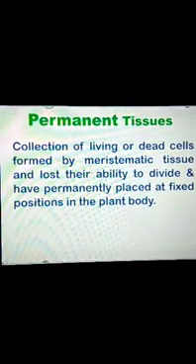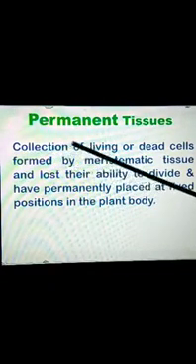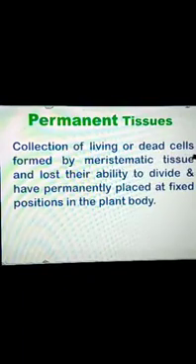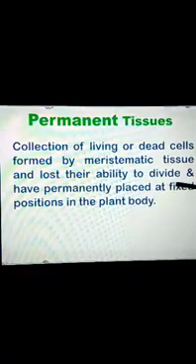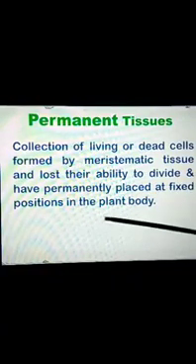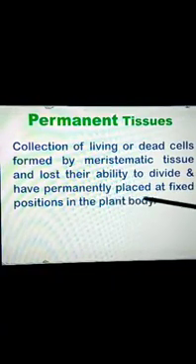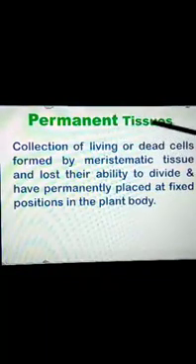You can note down the definition as a collection of living or dead cells. This is the important thing, it means the cells may be living or may be dead also. The collection of living or dead cells formed by meristematic tissues, meaning the origination is meristems, which lost their ability to divide and have permanently been placed at fixed positions in the plant body. They are permanently placed, that's why they are called permanent tissues.